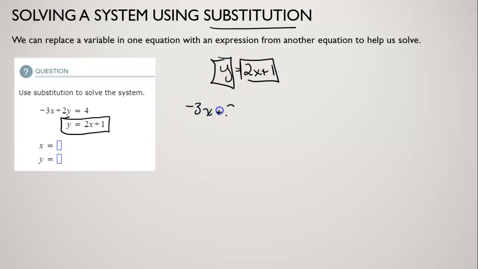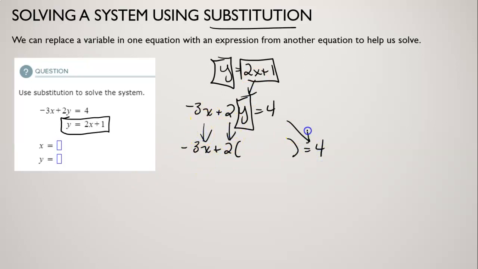So the other equation is negative 3x plus 2y equals 4. I'm going to replace y with 2x plus 1. Everything else is going to stay exactly the same. The negative 3x comes down, the 2 comes down, the 4 comes down with the equal sign. I'm just going to replace y with 2x plus 1. I need to do that in parentheses so that I remember I'm multiplying 2 times everything in y, which means I need to use my distributive property.